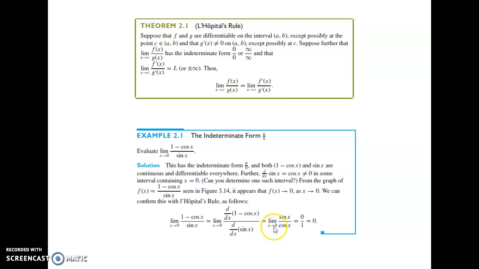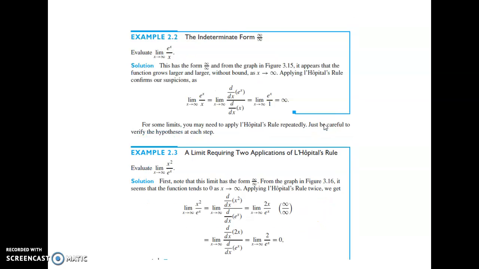Now again I put x is equal to 0. Sin 0 is 0, cos 0 is 1, 0 by 1 is 0. You see, L'Hopital's rule helped me to find the limit of this. Initially it was 0 by 0, but when I apply this formula, I got the limit. Similarly, this example, limit of e raised to x by x as x tending to infinity. I put x is equal to infinity. E raised to infinity is infinity, so this gives you infinity by infinity.